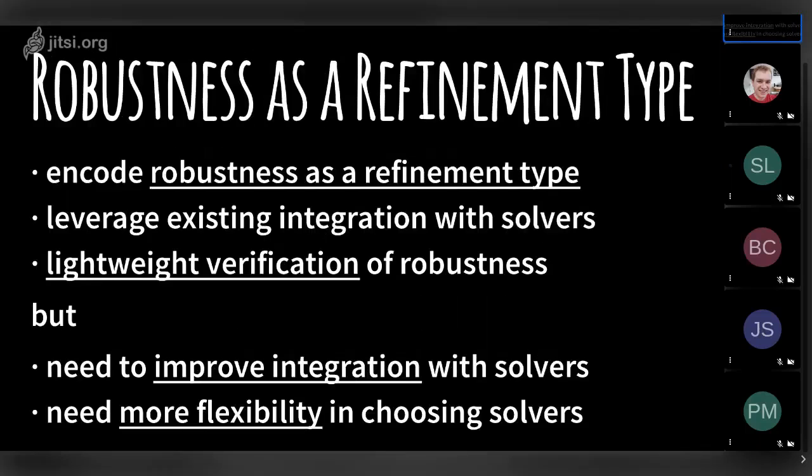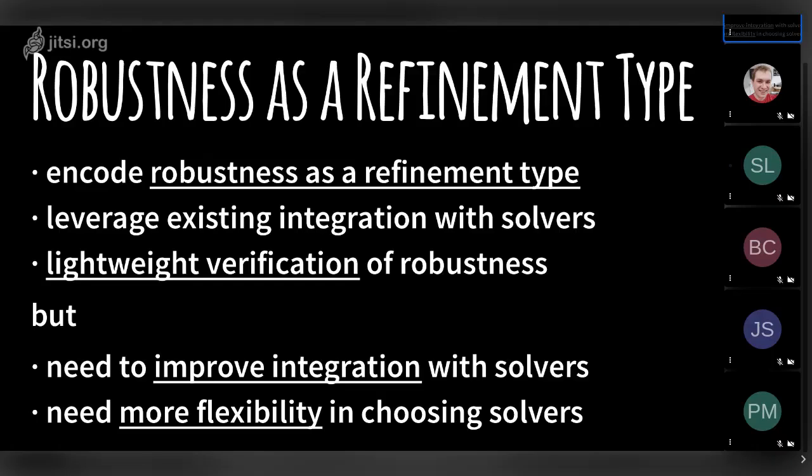OK, so to wrap up, I talked about robustness as a refinement type. So what we bring to the table here is that we're encoding robustness and really arbitrary verification conditions on neural networks. But robustness is a very common one. So we're encoding robustness as a refinement type. And we're currently leveraging existing integration with solvers to do this very easily, and get very lightweight verification of robustness or other verification conditions.